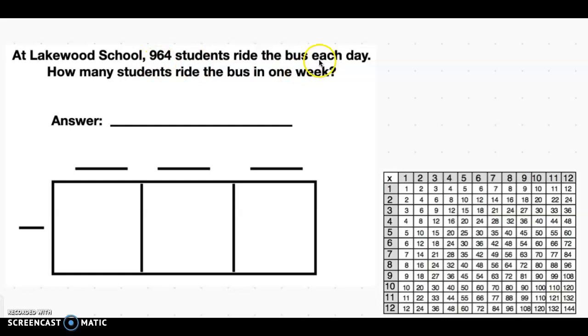I know that in 1 day, 964 students ride the bus. Now the question is asking me, how many students ride in 1 week? I know that in 1 week, Monday through Sunday, there are 7 days. So I can think of 964 times 7. I'm going to write that down right here.